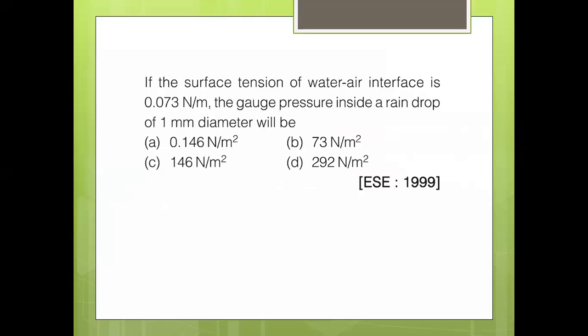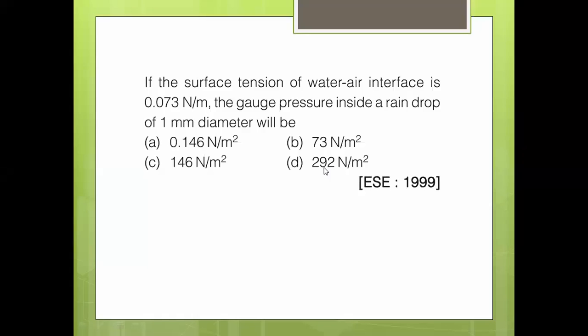Next question. If the surface tension of water-air interface is 0.073 Newton per meter, the gauge pressure inside a raindrop of 1 mm diameter will be. This is a question. Solve this and tell me the correct answer for this. Option B, solved, or it is the answer of previous one.